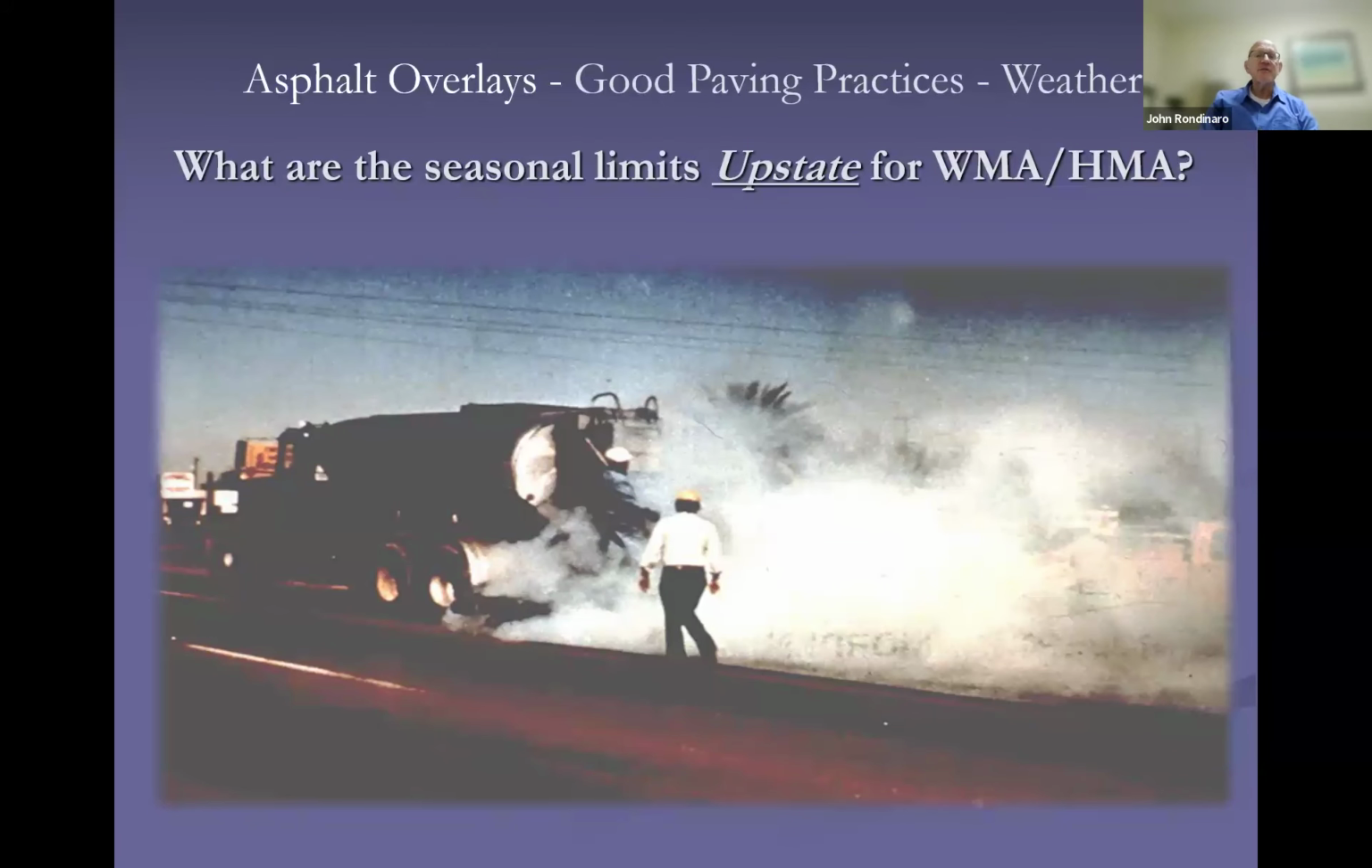In terms of seasonal limits, I'm going to answer the question for us. The seasonal limits upstate are April 15th to October 31st, and that's done because you want to be paving. You want your best success for paving, and that means you want to be paving in good conditions. Downstate, we get a little more grace because of the weather and the temperatures. It's April 1st to the end of November.